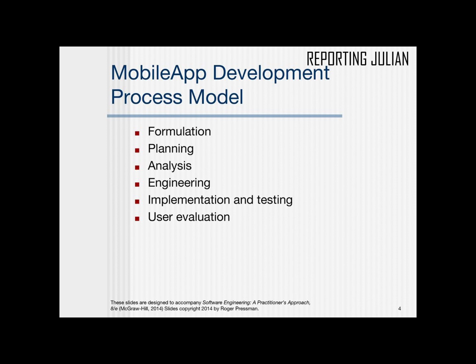Then number 3 is analysis, assessing the requirements and functionalities needed for the app. And number 4, engineering, which is building and refining the app based on the analysis and planning. And number 5, implementation and testing, actually creating the app and testing it to ensure it works as intended. And last, number 6 is the user evaluation, getting feedback from users to evaluate how well the app meets their needs and expectations.